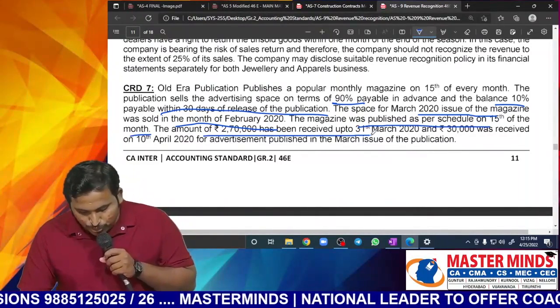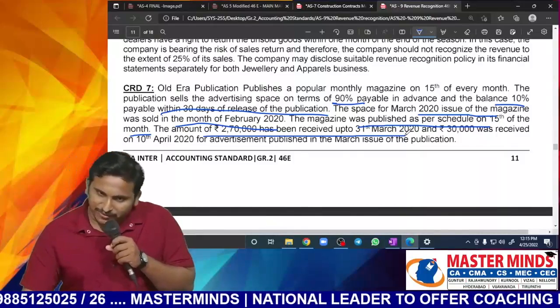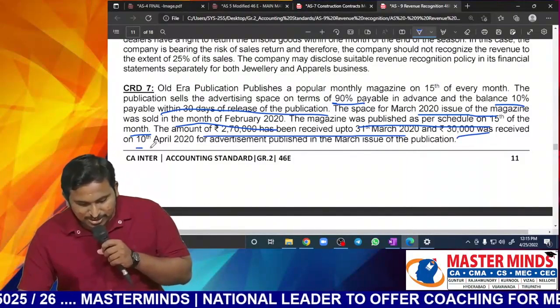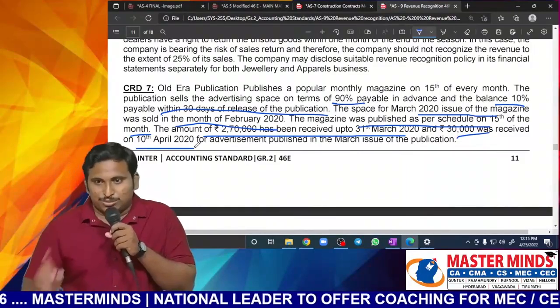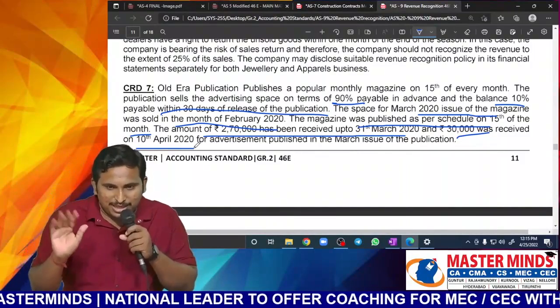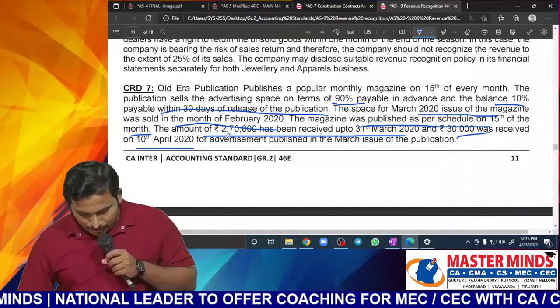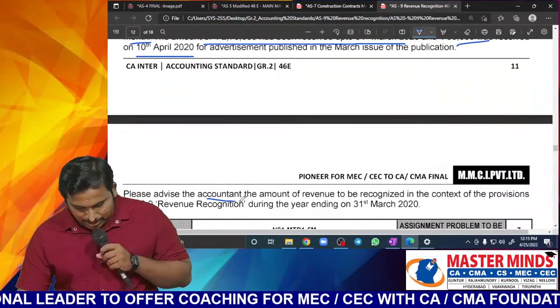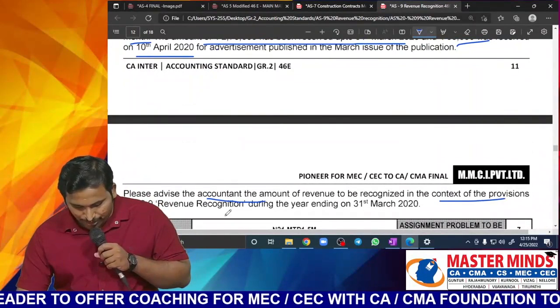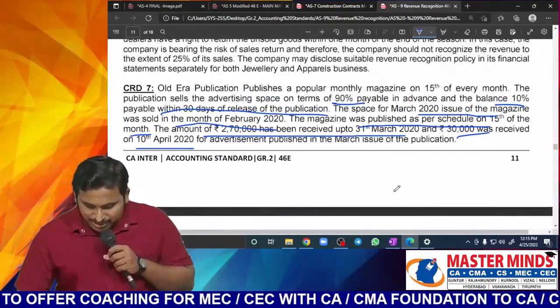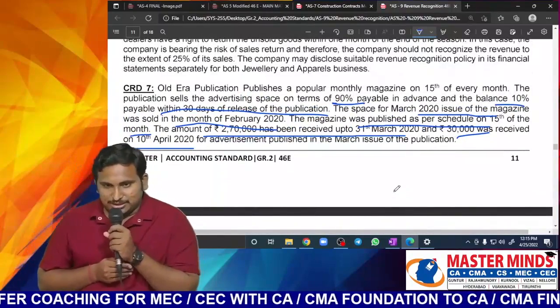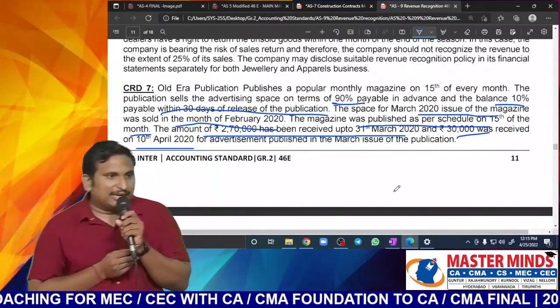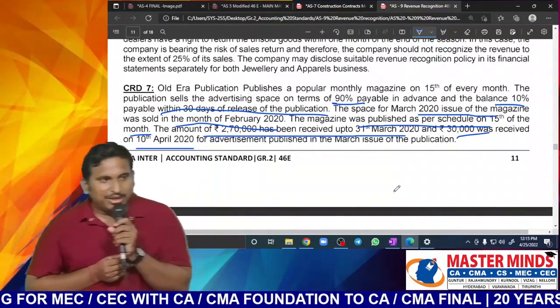The amount of 2,70,000 has been received up to 31st March and 30,000 was received on 10th April, because within 30 days of the release of the magazine it can be paid. Now the question is, please tell the accountant the amount of revenue to be recognized. Tell me for this year how much revenue should be recognized. 2,70,000 or the entire 3 lakhs?